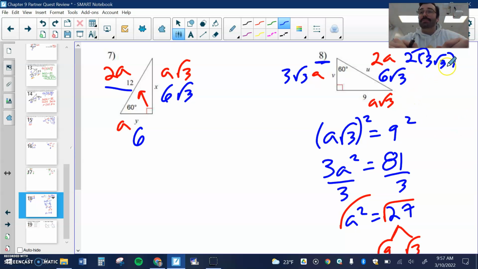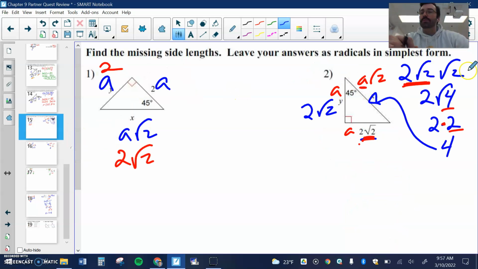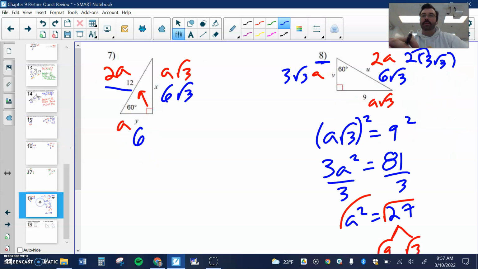I cannot multiply the 2 to this radical 3 because it's trapped underneath the radical, and they're not like terms. All right, just like here, I could multiply root 2 times root 2 because they're two numbers underneath the square root. This 2 is not underneath the square root. That's why we cannot multiply it.